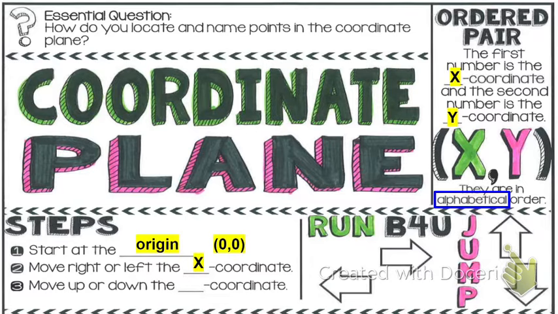And then once we get to the x value, we're going to move up or down based on the y coordinate. One way to remember this is you always have to run before you jump. So running represents anything on the x-axis. So you're going left and right. Anything to the left is negative. Anything to the right is positive. And then when you have jumping, you're doing the y-axis. When you move up, it is positive, and down is negative.